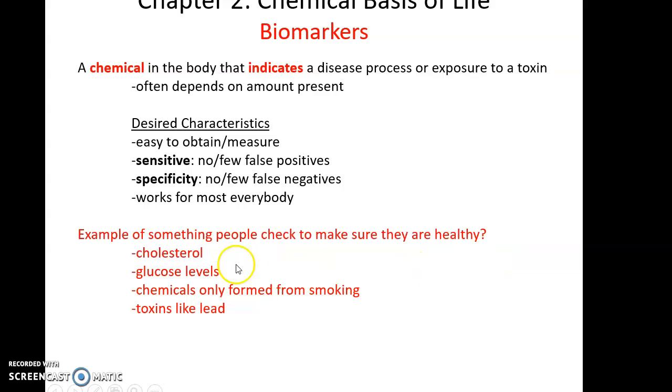So some examples include cholesterol. Many people have their cholesterol levels tested, determining if they have too much of the bad cholesterol. Glucose levels often get checked in people, especially people with or thought to have diabetes. Can find chemicals from smoking in a person's body. Toxins like lead can be detected in the person's bloodstream to let them know if they've been exposed to that. And there are a lot of other biomarkers out there that get tested for.